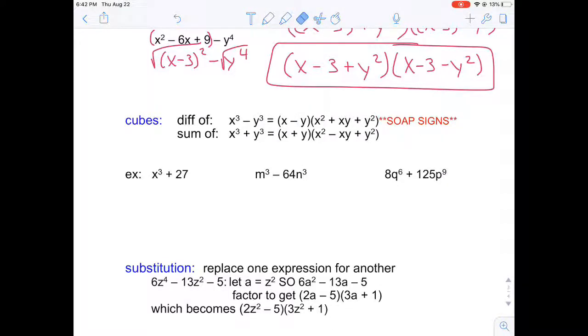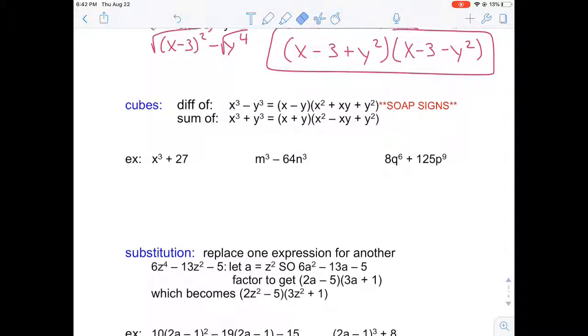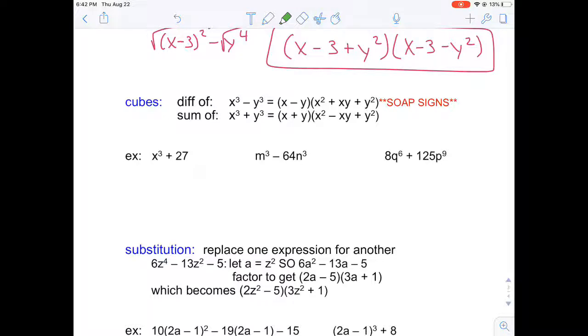Okay guys, so we're going to finish up the last two types of factoring. That is going to be our sum and difference of cubes and our substitution. Okay. So first, sums and difference of cubes is very similar to the difference of squares. Instead of having perfect square roots, we're going to need to make sure that we have cube roots.